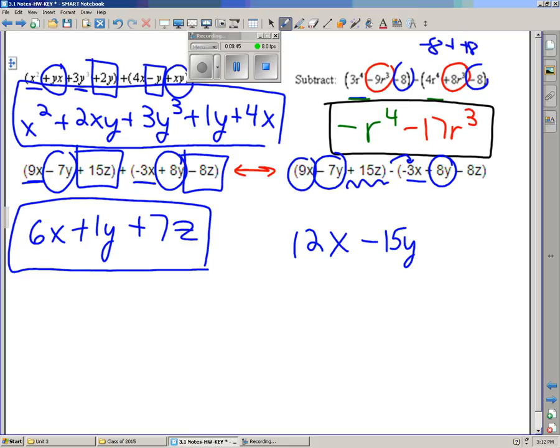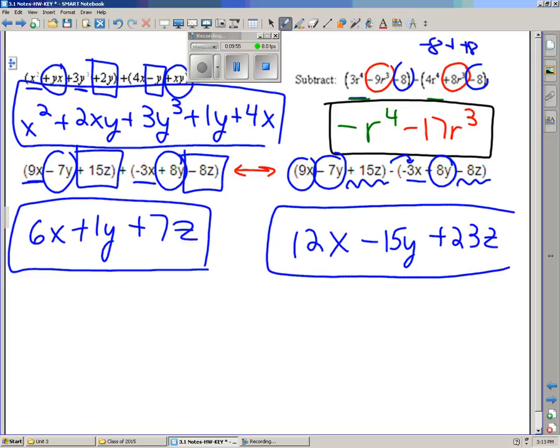Positive 15z minus negative. A positive minus a negative becomes a positive plus a positive, and you get 23z's. Again, same exact problems. No terms are the same in the final answers. You can't get the same numbers when you add and when you subtract.